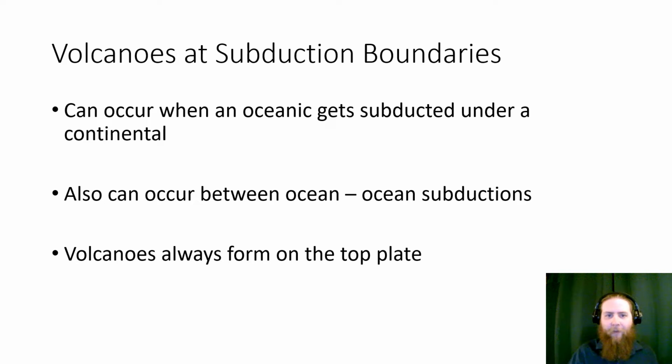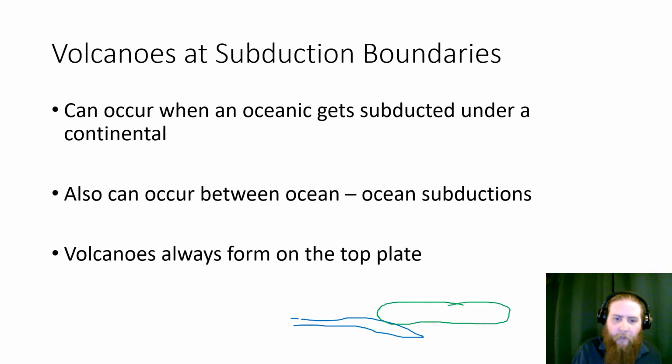So at subduction boundaries, we get these volcanoes as an oceanic plate gets pushed underneath the continental, or an ocean is moving underneath another ocean. When we have this, the volcano will always form on the top plate. So if I have this oceanic plate going underneath the continental, this volcano will form here on the one that's above, on the top. And I'll have some little magma flowing down here, some little smoke clouds. But volcanoes will always form on this top plate.